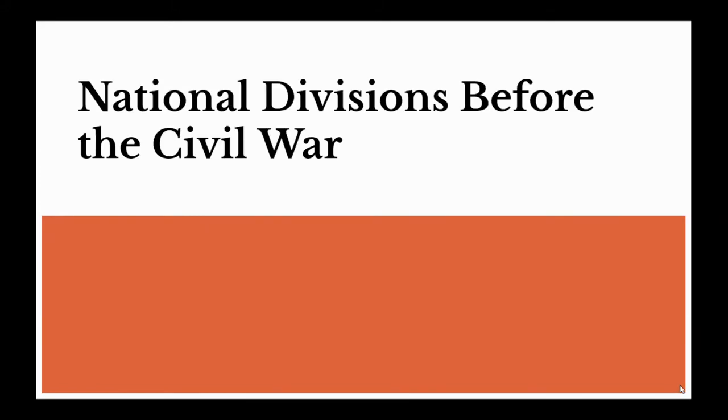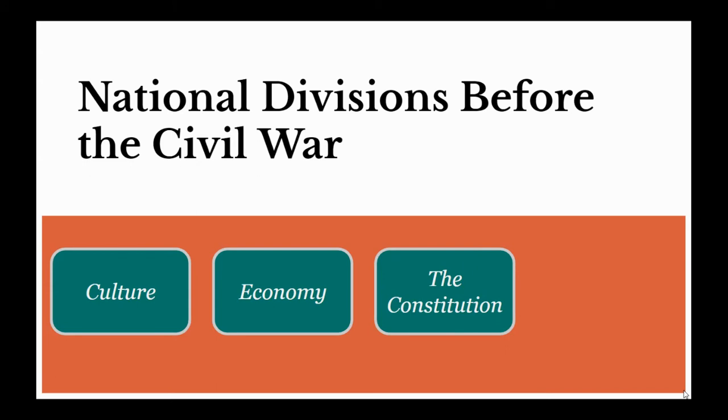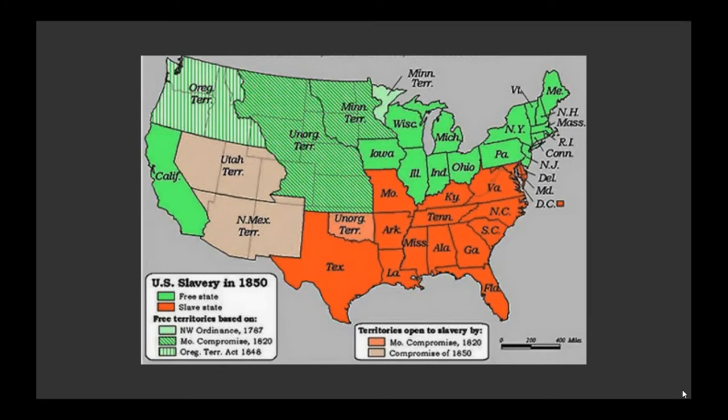During this video, we are going to talk about the national divisions before the Civil War. So the four things that divided the nation before the Civil War even began. These four things that divided the nation were culture, their economy, the way that people saw the Constitution, and views on slavery.